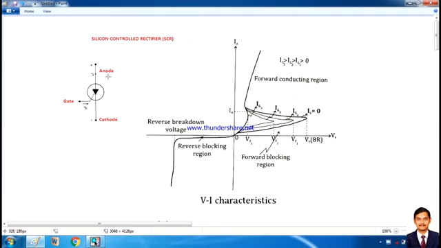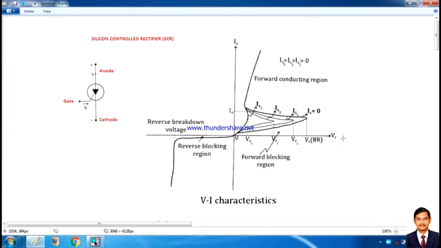Earlier, a diode had only two terminals, anode and cathode. Now it has one more terminal, which is the gate. Looking at the characteristics of the SCR, it has two characteristics, forward characteristics and reverse characteristics. At reverse biasing, it behaves like a normal conventional diode. There is no change in the reverse bias. Only the controlling operation happens at forward biasing.